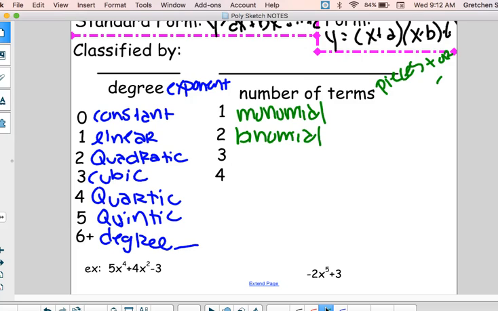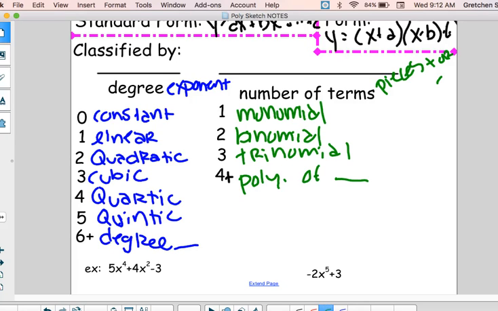Bi means 2. If it has 3 pieces, what prefix means 3? Trinomial. So when we factored all those trinomials, they all had 3 pieces. Anything more is just a polynomial of that many terms. So anything more than 3 doesn't have a name, it's just a many-pieced thing. When you're asked to classify something, you're just looking at the degree and the number of terms that it has.